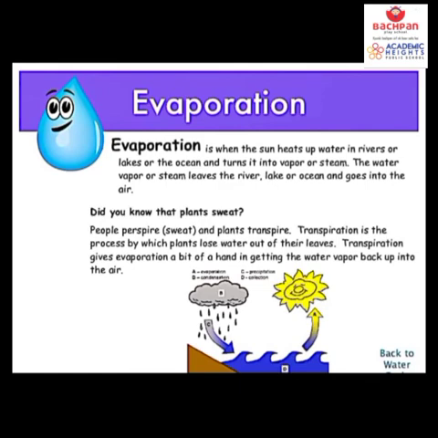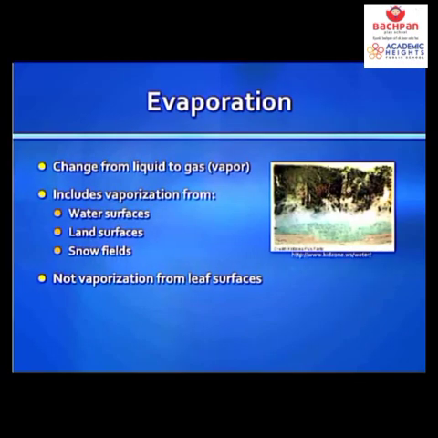Now, let's see the evaporation in detail. Evaporation is when the sun heats up the water in the rivers or lakes or the oceans and turns it into a vapor or a steam. The water vapor or steam leaves the river, lakes or oceans and goes into the air. Now, dear students, remember, when evaporation takes place, it changes its form from liquid to gas. It includes the vaporization from water surfaces, land surfaces, and snow fields.